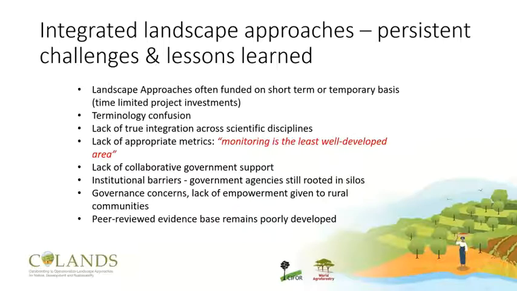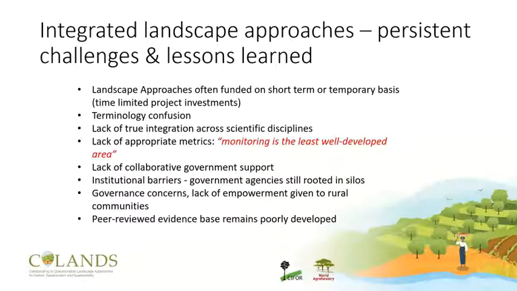The terminology confusion I think I've gone into at length already. There's still a lack of true integration across scientific disciplines. It's really hard to get different scientific disciplines to work together in an integrated fashion, and not just the natural and social sciences. You need people working on trade, people working on law, people working on behavioral psychology. There are so many elements that need to be incorporated. But doing that is challenging and of course requires money. So that's another challenge to overcome.